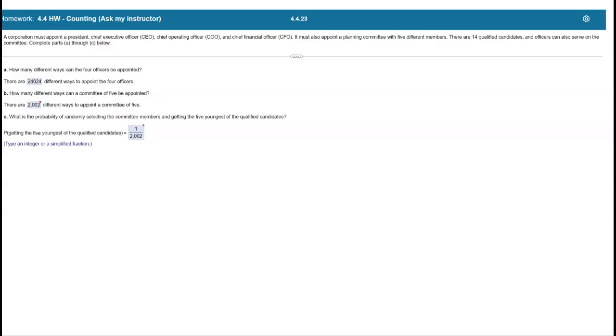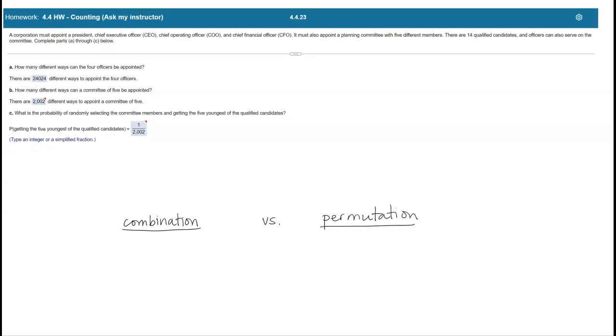Let's go through all three parts of this question. Before we get started, I do want to point out that the main point of this problem is to be able to distinguish between a combination and a permutation. What combinations and permutations have in common is that they both are dealing with distinct items. In our case, the items will be the qualified candidates. What they also have in common is that no item can be chosen more than once.